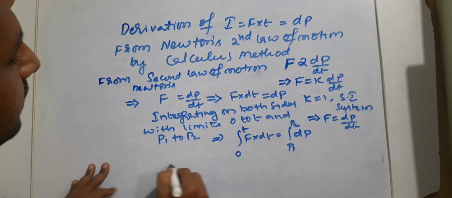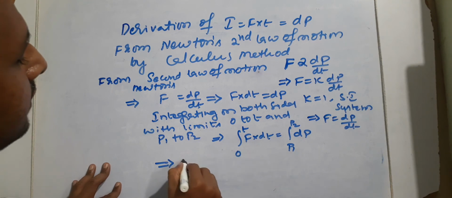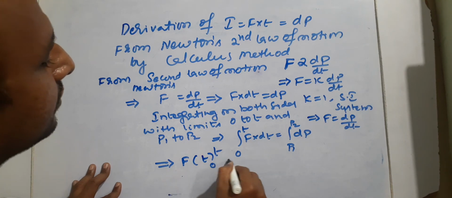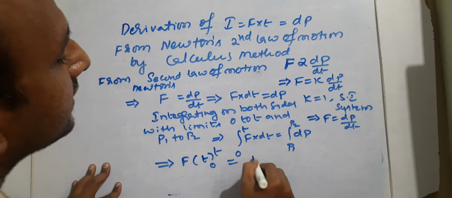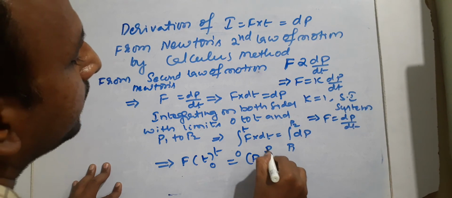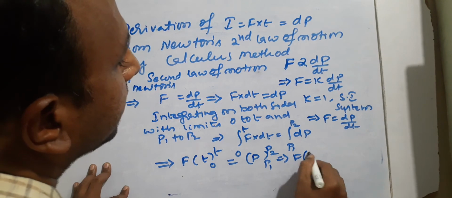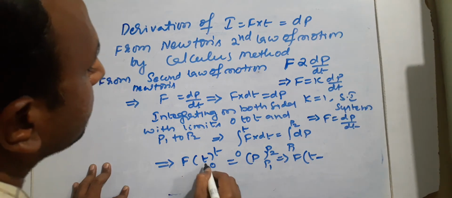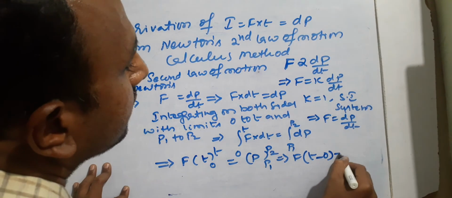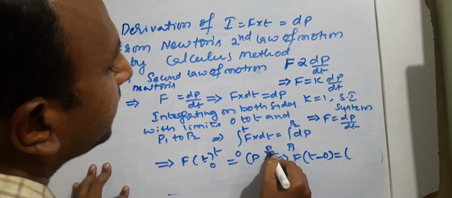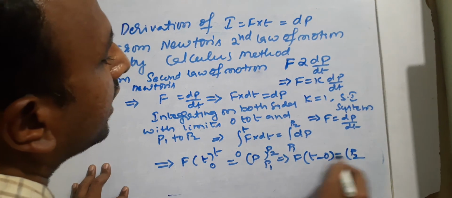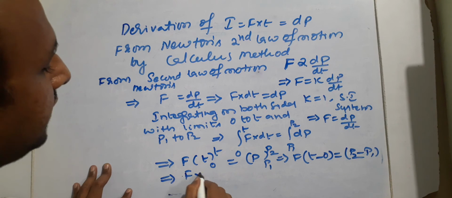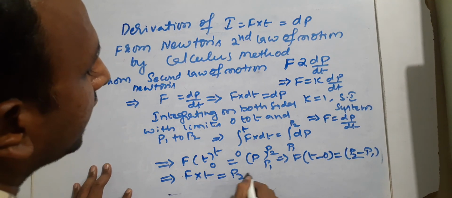So F is a constant force, students. Then you can take it out as common, and the integral of dt is t with limits 0 to t, and the integral of dp is p with limits P1 to P2. So now F into, we substitute the upper limit t minus the lower limit 0, is equal to, in place of p we substitute the upper limit P2 minus P1. So this implies F into (t minus 0), that is F into t, is equal to P2 minus P1.